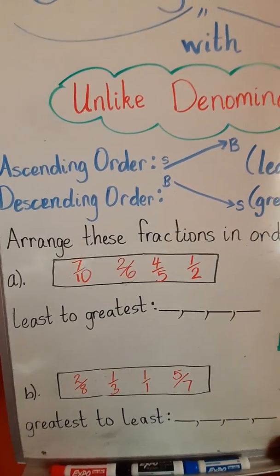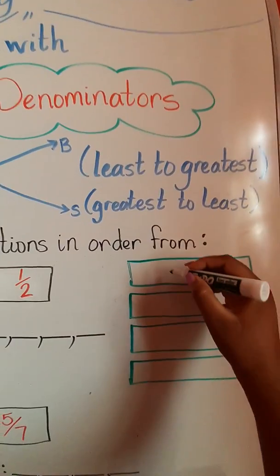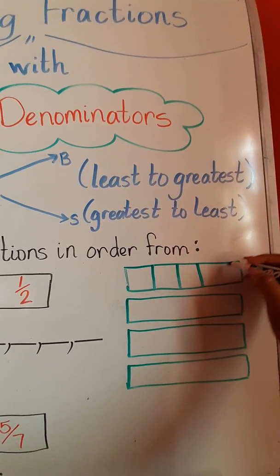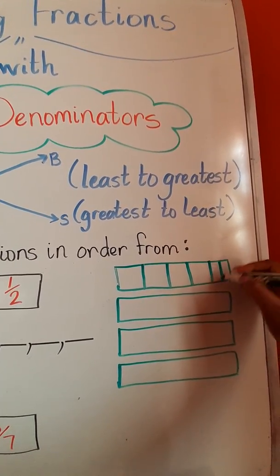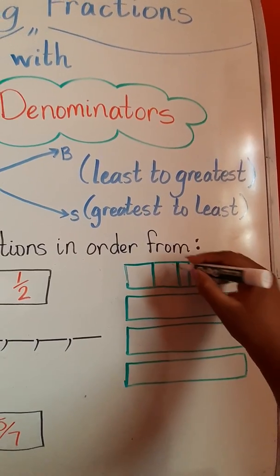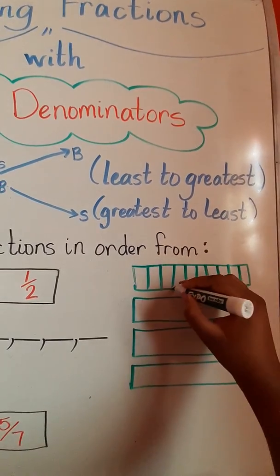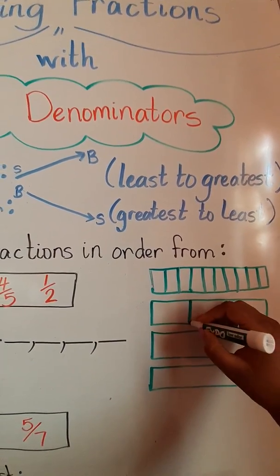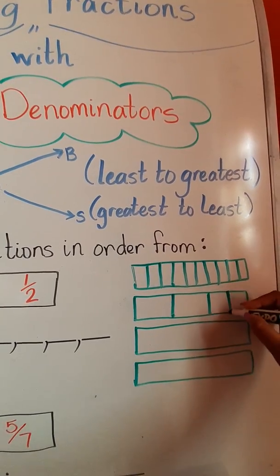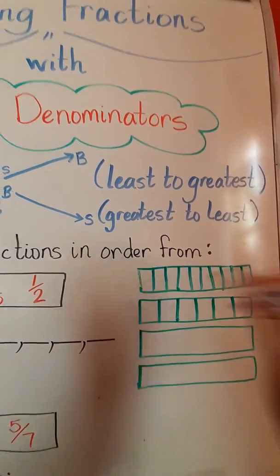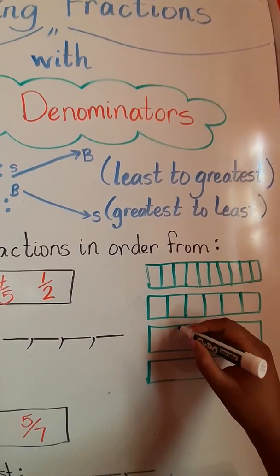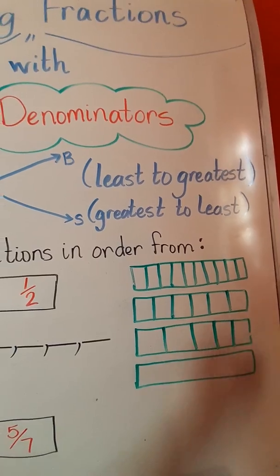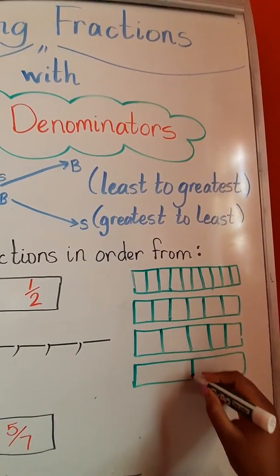So let's do the fraction parts. We're going to make 10 out of the first set. Make 5 first, and then we cut each 5 in half so that we can have 10 parts. Now we're going to make 6. So what I do, I make 3 parts, and then I split each part into 2 parts. So that makes 6. Now we're going to have 5. And then we're going to have 2 right down the middle.